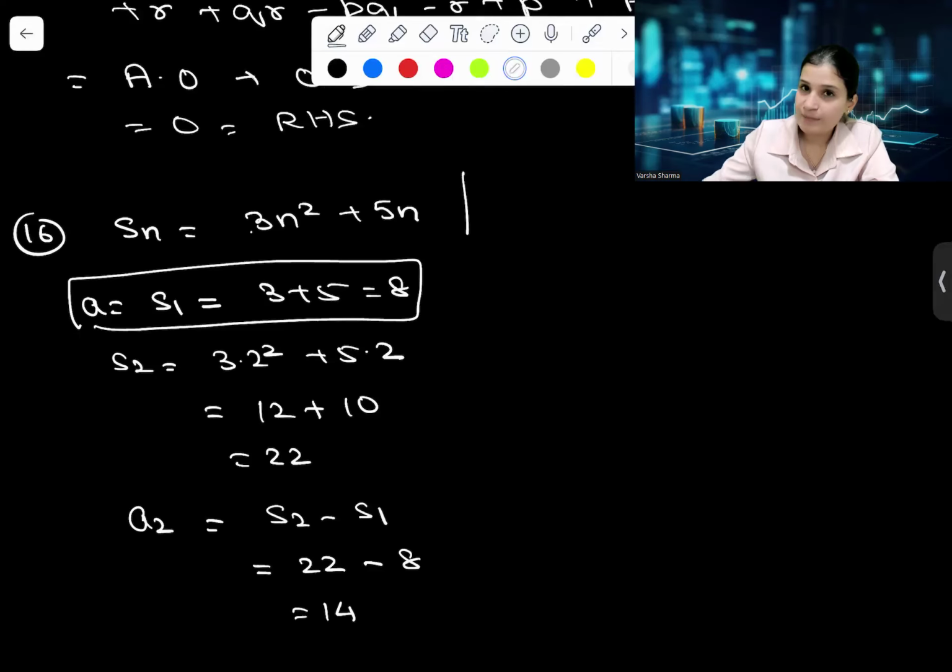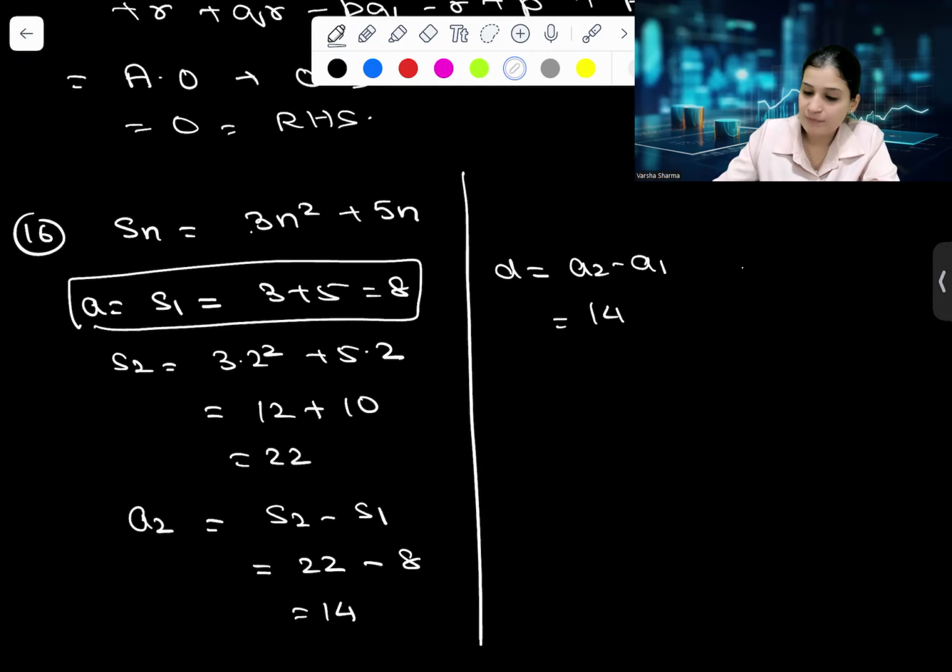What would be my common difference? Common difference will be 14 minus 8, 6. So I've got my D also. So I have A, I have D.